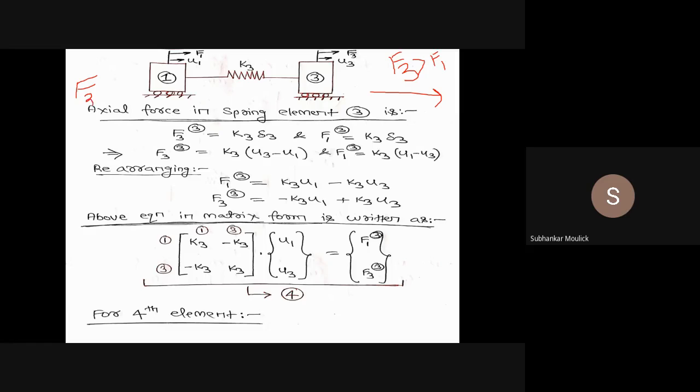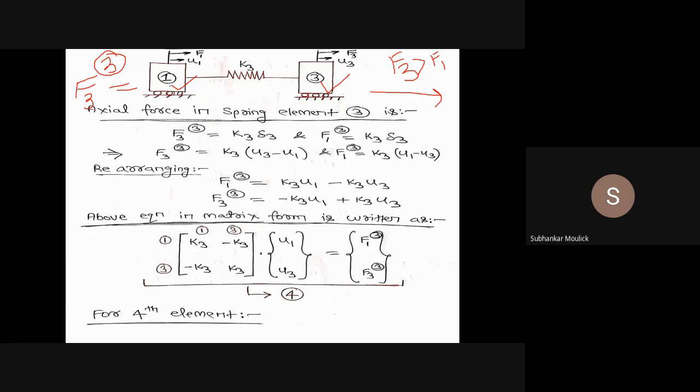F3, that is the force acting at node 3 but on element 3. So F3 of 3 is equal to how much? It is equal to K3 into delta 3. But since the nodal values at this node are greater than at this node, this delta 3 will be U3 minus U1. So F3 of 3 is equal to K3 times U3 minus U1.